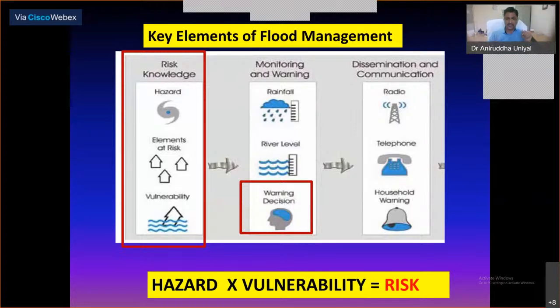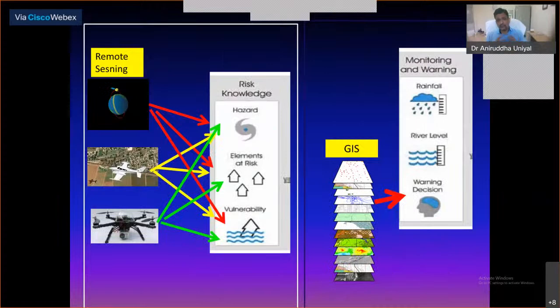So risk mapping can also be carried out. And how do we do these things is by getting inputs about ground from satellite images, space-based platforms, aerial platforms like aerial photographs and more recently through drones. We can get information about hazard, elements at risk, buildings, habitations, and vulnerability. And then we can combine all these into GIS, and then it helps us in preparing flood hazard maps and then a decision support system.